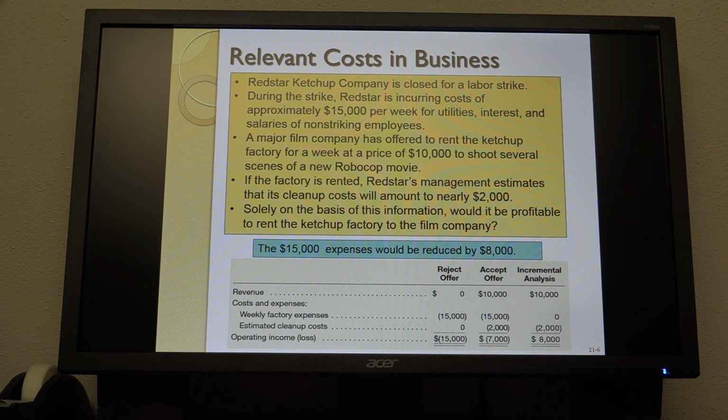And so they have revenue of $10,000 that they could expect from renting out the facility, but they're going to have a cost of $2,000. So the net effect is that if they rent this out to the production company, they're going to have a net gain of $8,000. If they don't, they're not going to have any, right? So it's $0 or $8,000. And so the incremental analysis is the $10,000 minus the $2,000.